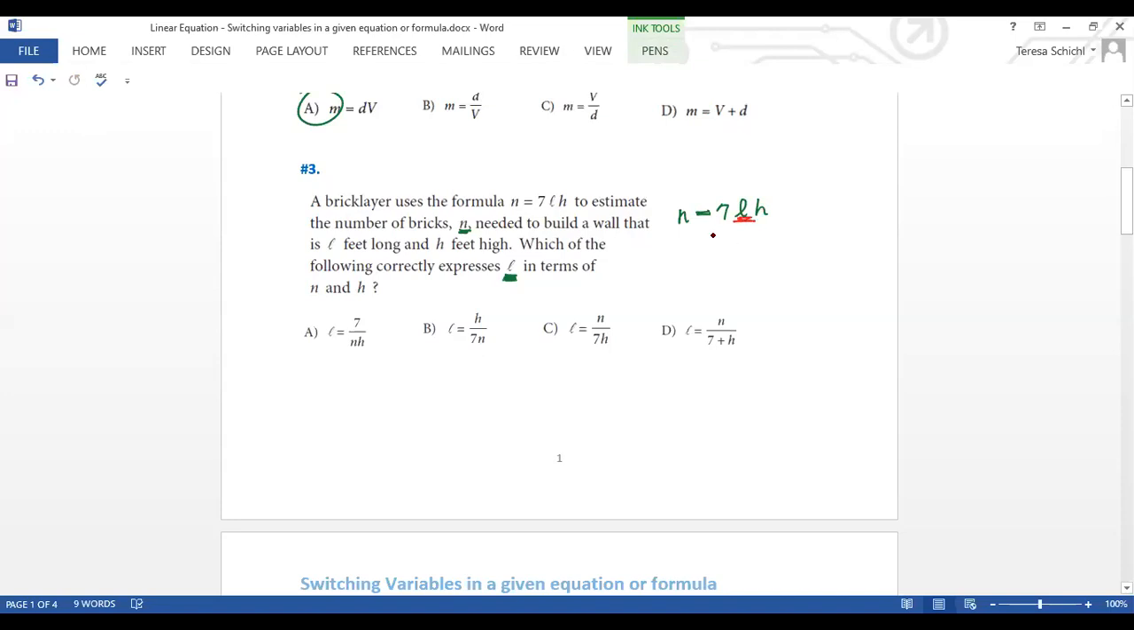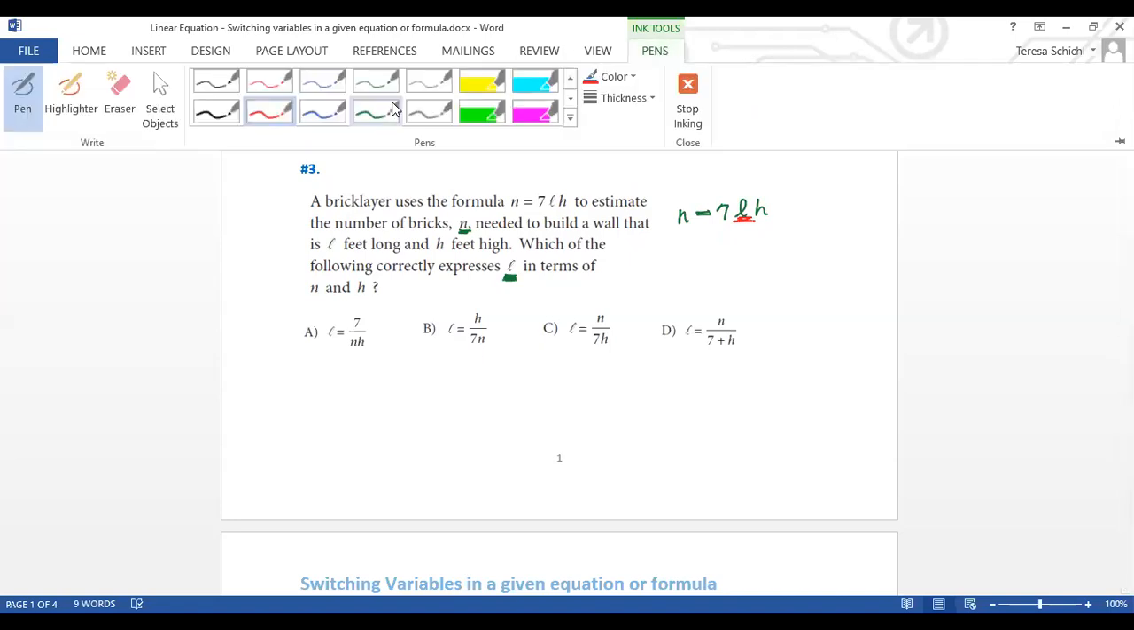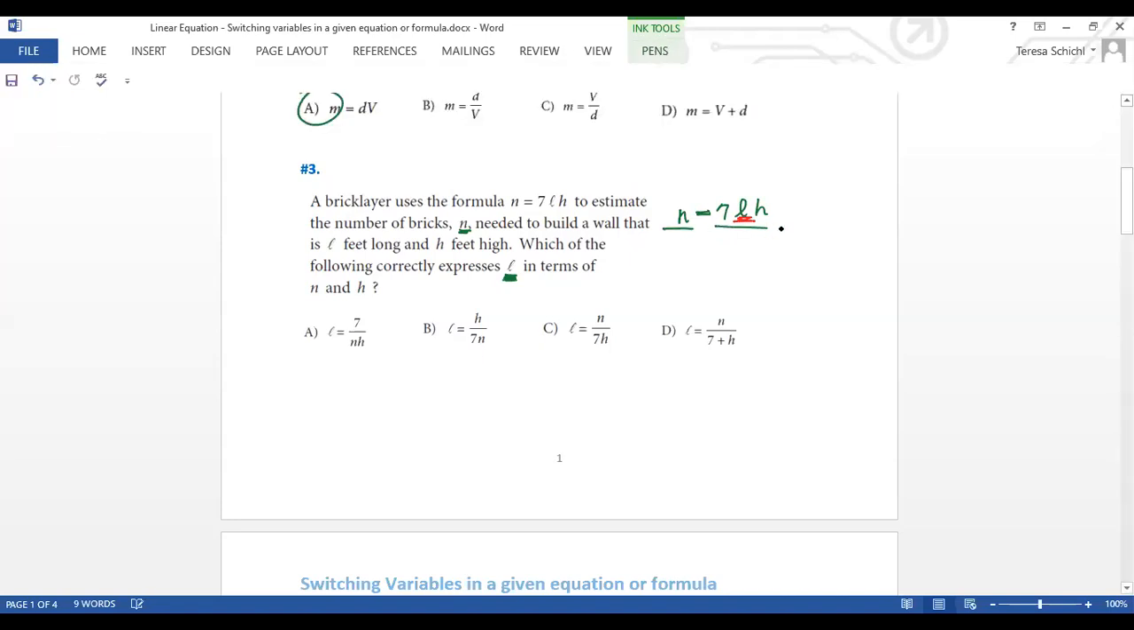If I'm trying to solve for L, what I need to do, like we did, is divide by 7H. If you divide by 7H on the right-hand side, you need to divide by 7H on the left-hand side. Now the H's cancel, the 7 cancels. So L is equal to N over 7H. Which answer is N over 7H? It's C here.